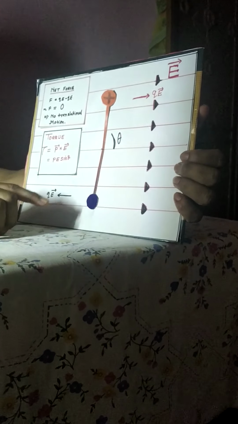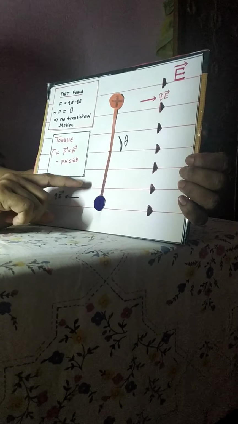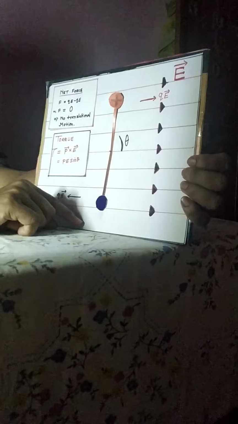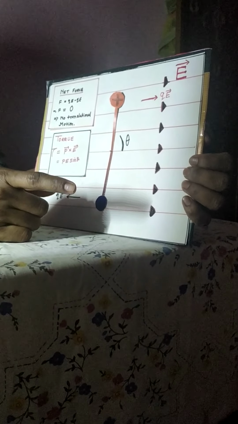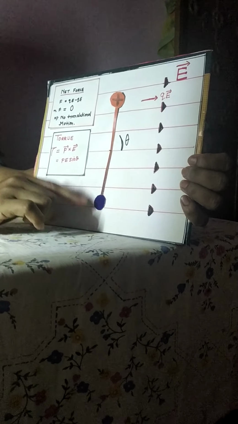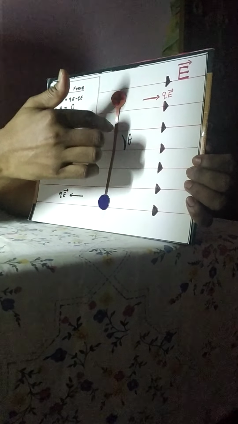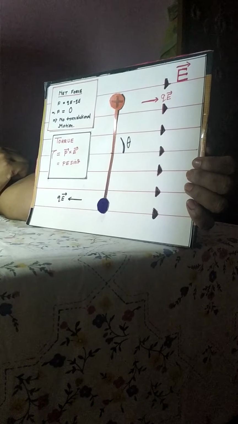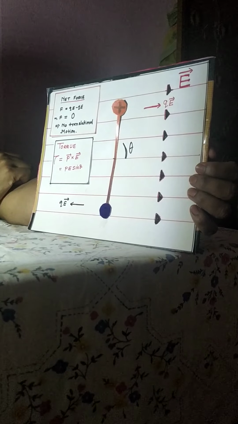Now, what is the energy possessed by the dipole? To say this, we have to rotate the dipole from the zero energy position to any other position. Then what is the zero energy position? The zero energy position is when theta is equal to 90 degrees. This represents the zero energy position. Clear?